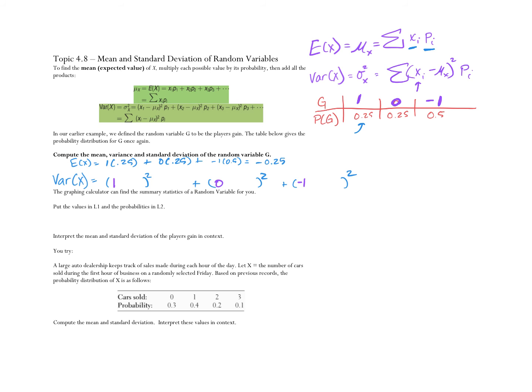That's just the xi of the formula here. Okay. Then we're going to subtract the mean. What was my mean? Yeah. The negative 0.25. The mean that we just calculated. And then we're going to take each one of those times its probability. So the probability of 1 was 0.25. The probability of 0 was 0.25. The probability of negative 1 was 0.5.